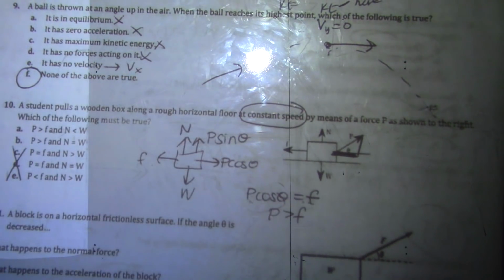And now we need to talk about N and W. If you look at this right here, we're saying N plus P sine equals W. So if I need N plus something to get to the weight, that means N must be less than the weight. Or you can think about it as weight is greater because it's N plus something else. So N is less than the weight, so that is A.